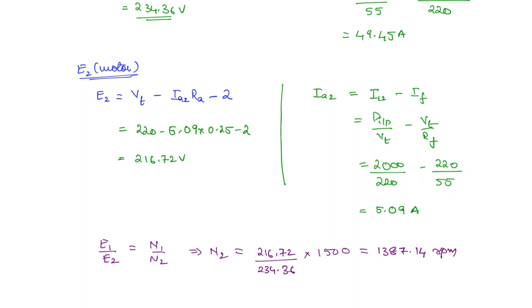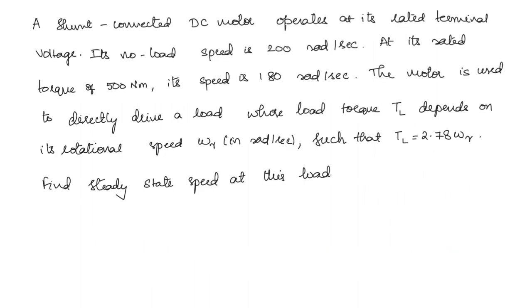1387.14 revolution per minute. The next question is, a shunt connected DC motor operates at its rated terminal voltage. Its no load speed is 200 radian per second. At its rated torque of 500 Newton meter, its speed is 180 radian per second. The motor is used to directly drive a load whose load torque TL depends on its rotational speed omega r in radian per second, such that TL is equal to 2.78 omega r. Find the steady state speed at this load.